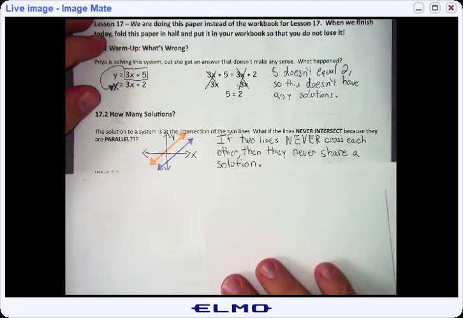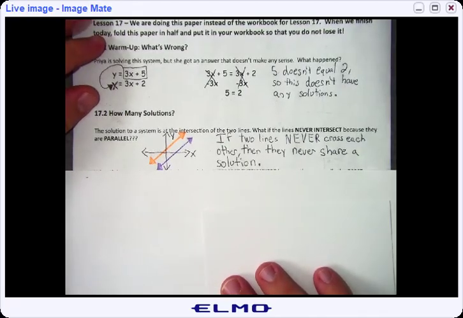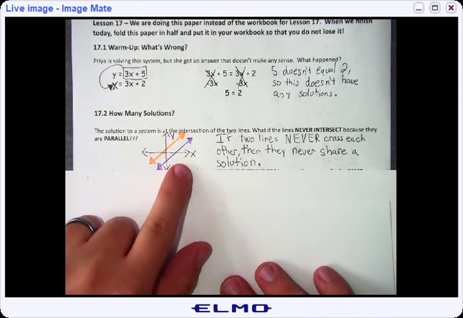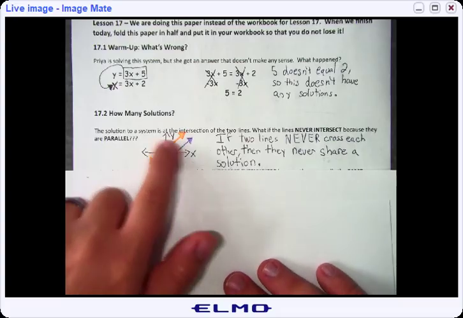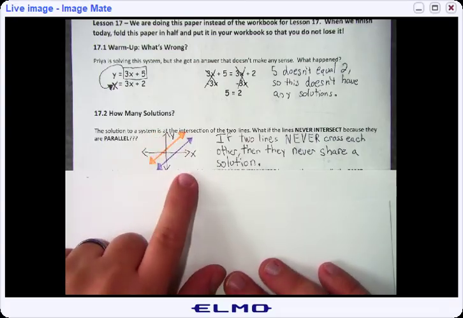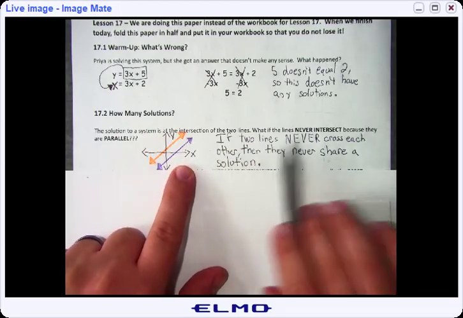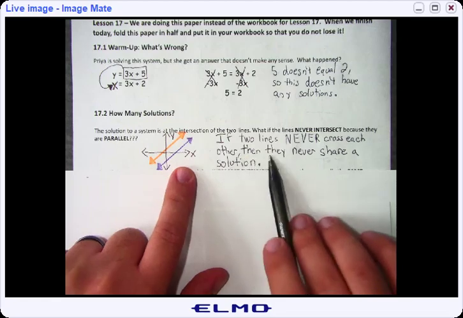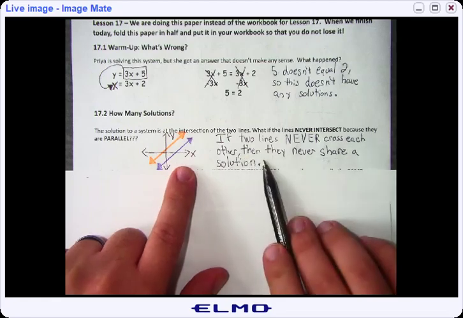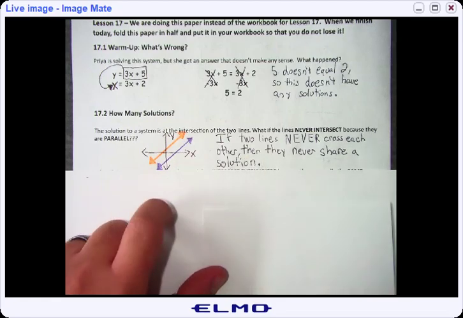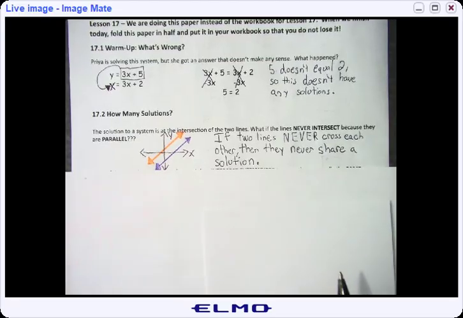Okay, so if we take a look, I got some stuff here. What I did is I made a little graph. It would be really helpful if you drew a graph like this. The key to this graph, though, is drawing two lines that don't cross each other. So what I said is if two lines never cross each other, then they never share a solution, so then I would say they have no solutions. So take a minute, copy this down, make sure that you have it.